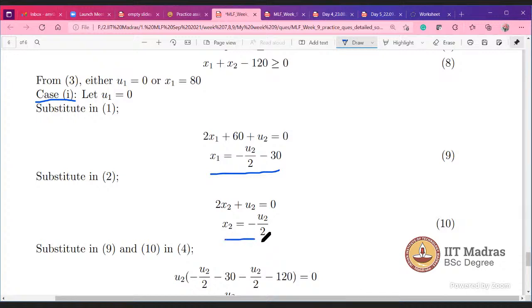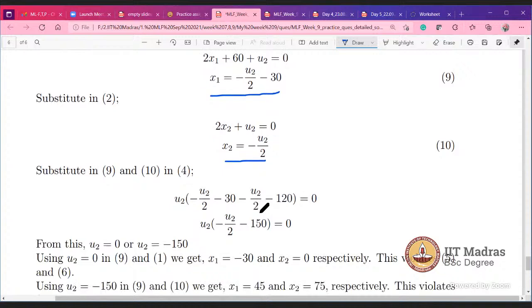Okay. And then, putting these values in, we can use those 4 equations interchangeably. Then we can arrive at this u2 value here. u2 is equal to 0 or minus 150. Once again, here also we have 2 confusions. So first we will choose u2 equal to 0. No, u2 should be minus 300, right? Here, the next one, not minus 150.